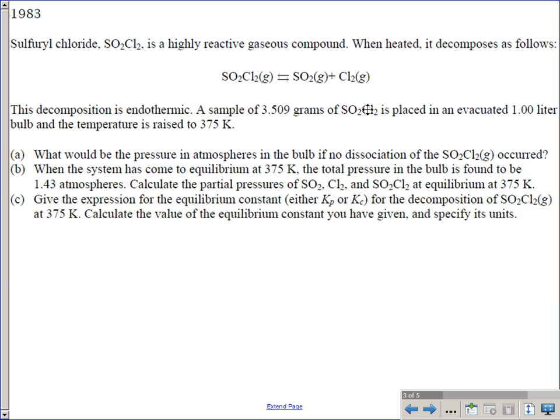And in A, they say, what would the pressure be in atmospheres in the bulb if no dissociation of SO2Cl2 gas occurred? So basically, what is going to happen if I put this amount of SO2Cl2 in the bulb and it hasn't done anything yet? So we're looking really at our initial conditions of pressure. So if we have all SO2Cl2 under these conditions, what's its pressure going to be? Well, what kind of problem is that? Well, that's not ICE box.